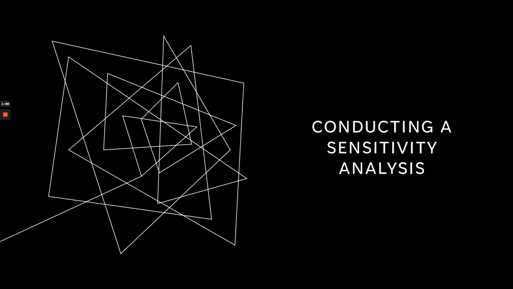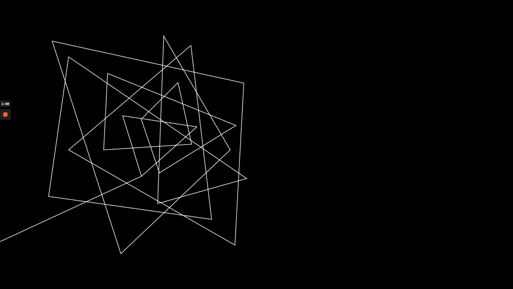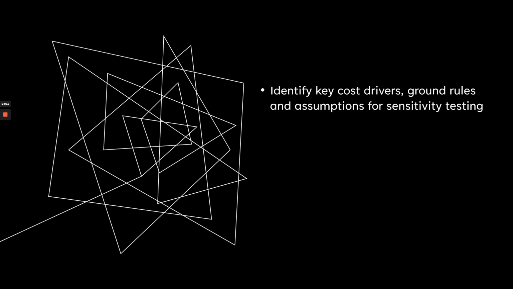According to the United States Government Accountability Office, a credible sensitivity analysis has 5 steps. First, we identify key cost drivers, ground rules, and assumptions for sensitivity testing. Then, the second step is we re-estimate total costs by choosing one of the drivers to vary between 2 set amounts. An example of this would be a maximum and minimum or performance thresholds.